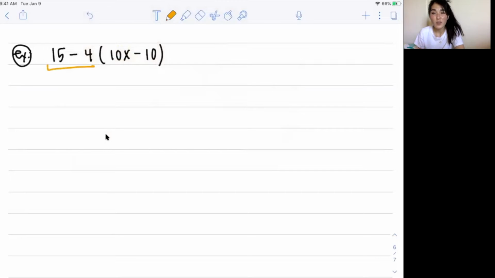Think about, again, order of operations: parentheses first, exponents, multiplication and dividing, and then adding and subtracting. If you were doing order of operations here, it would not make sense to do subtracting first, because subtracting is way down here at the bottom. So do not fall for that trap.